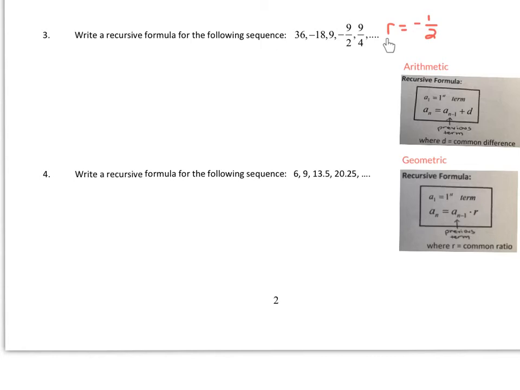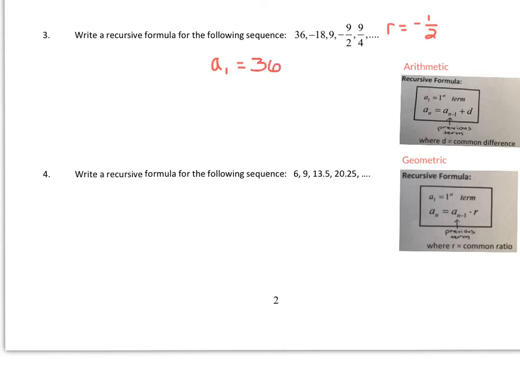So if you're ever unsure how to find the r or the d, all you have to do is take any term you want, and if it's geometric, you divide by the term in front of it. If it's arithmetic, you subtract the term in front of it. And if you're not sure, try out both. Okay, so now we know it's geometric and the r is -1/2. So all we have to say is the first term is equal to this right here, 36.